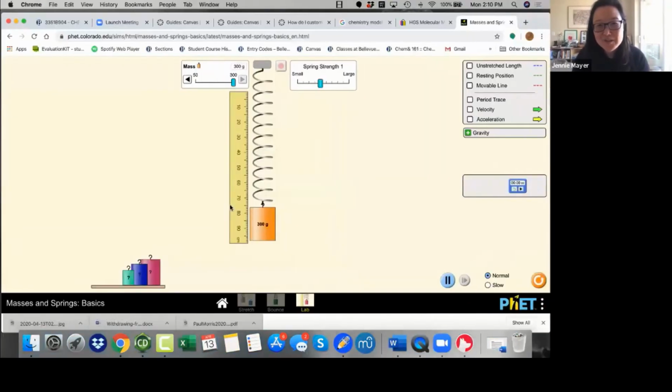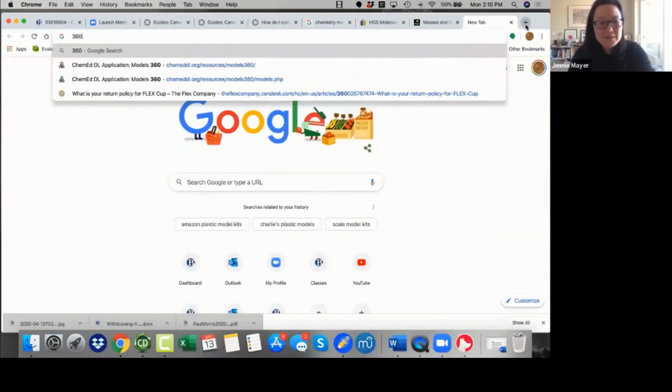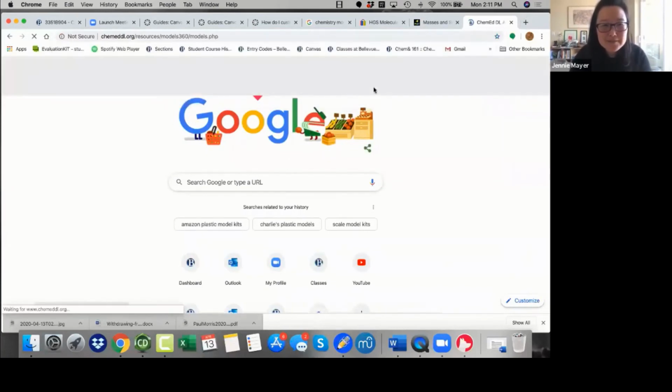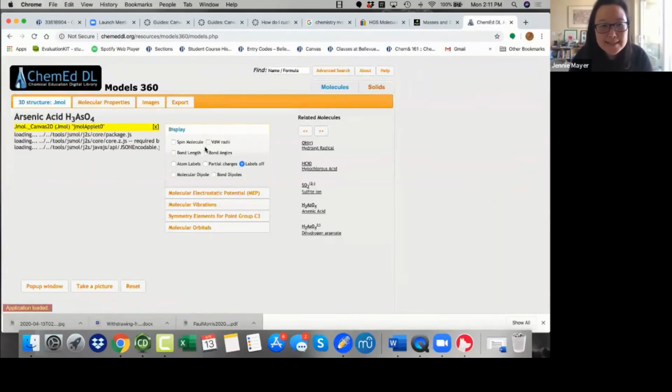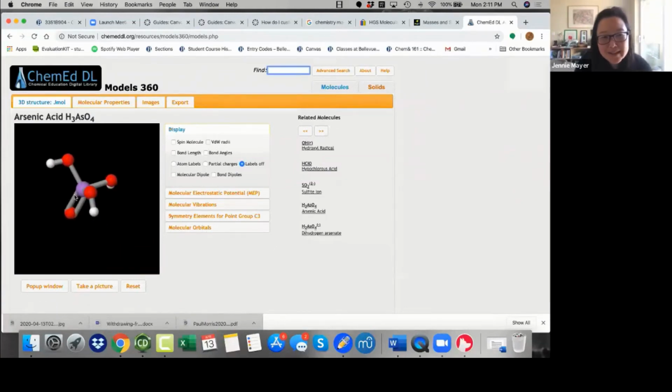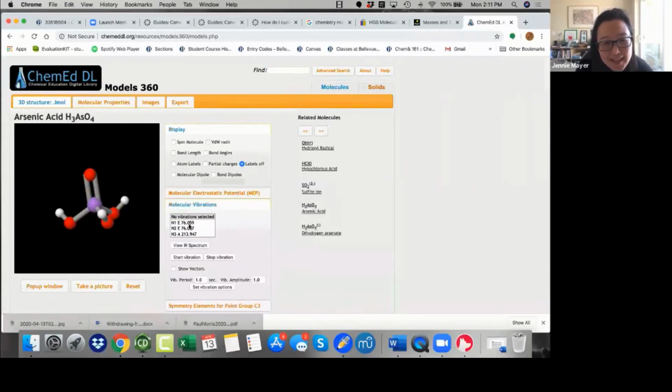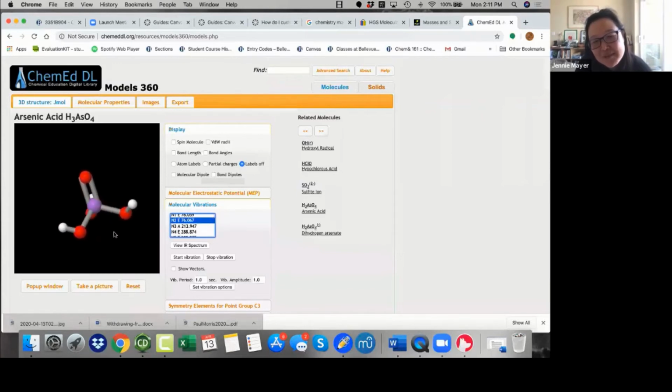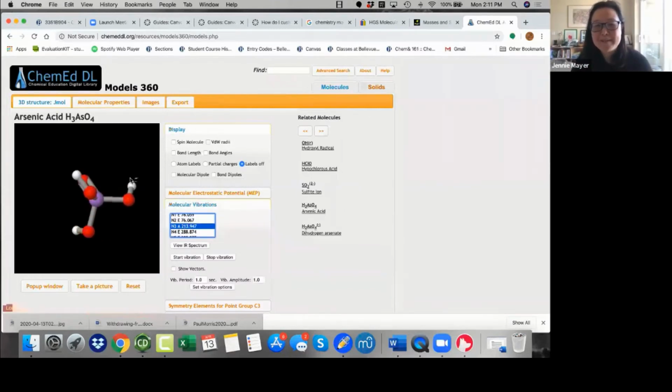So I'll just show you real quick. Another little tool online for that is called Models 360. This is sort of cute because it shows you a molecule here. Here's arsenic acid. With this molecule, you can look at its vibrations. By selecting those frequencies, you can see what happens if I had energy with this light. It's not rotating, it's stretching. It's doing these kinds of weird movements here. So that's what that actual frequency of light is doing.